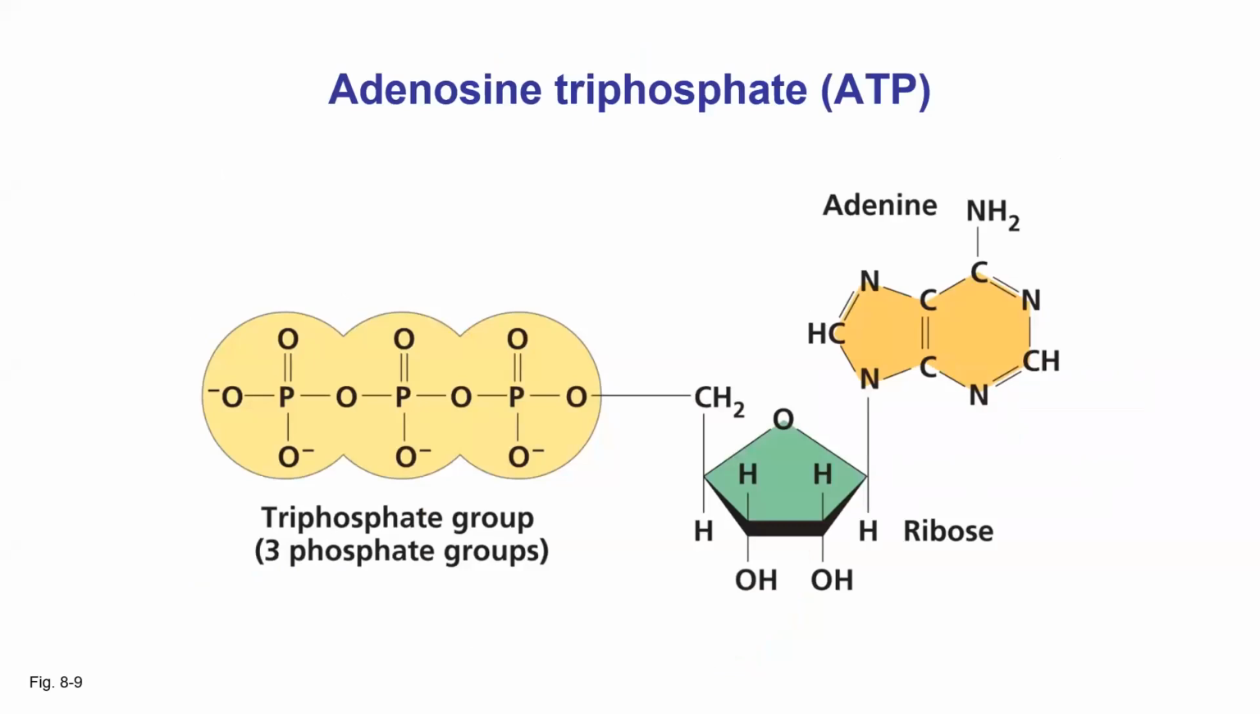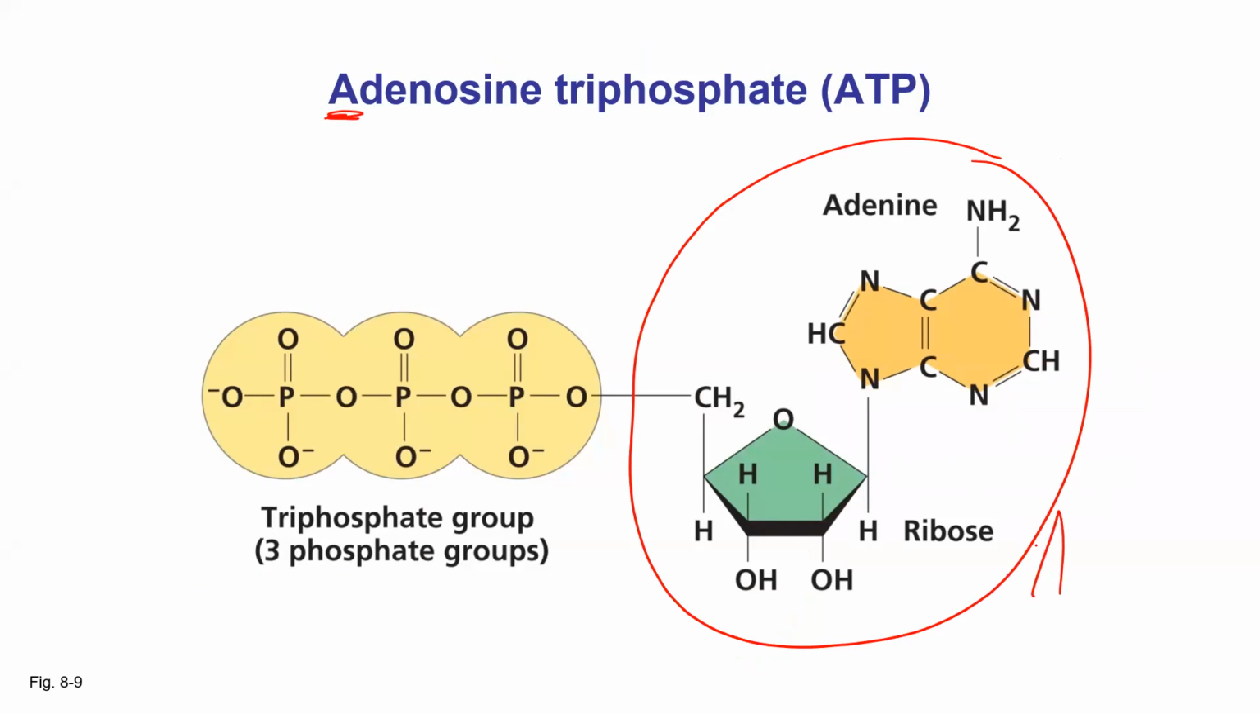So here is ATP. ATP stands for adenosine triphosphate. This here is adenosine. Adenosine is that nitrogenous base adenine attached to that pentose sugar. And triphosphate, so T and P, means we have 3 phosphate groups. So we have 1, 2, and 3. And they're all attached together.